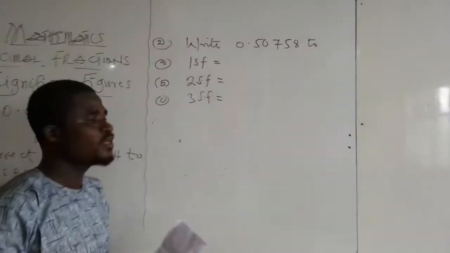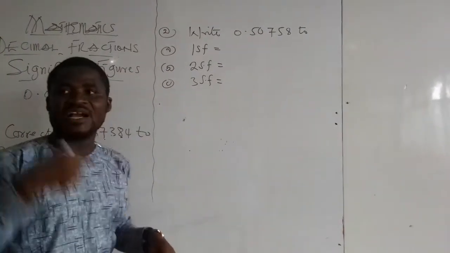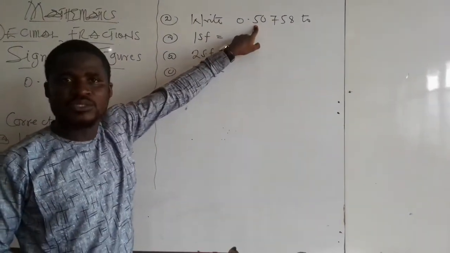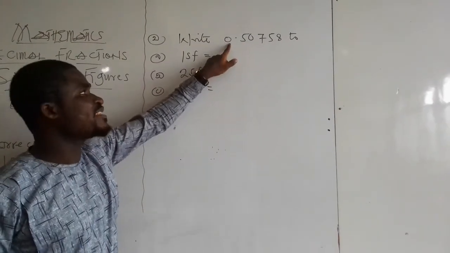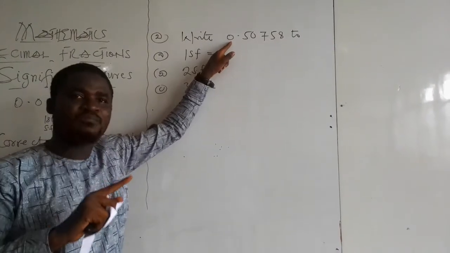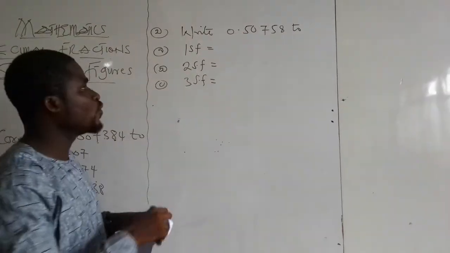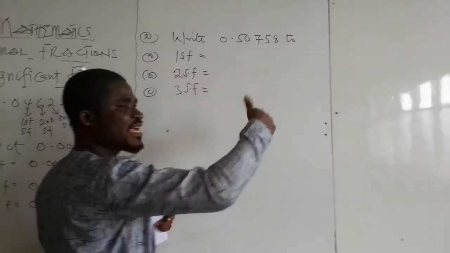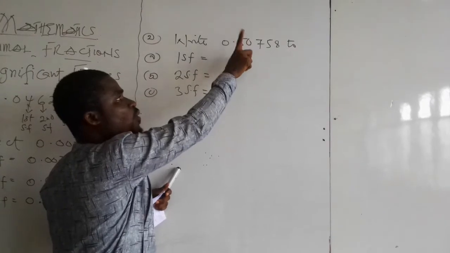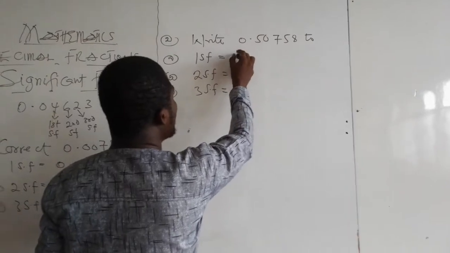Good. Now, 1 SF. Identify your first significant figure. Your first SF is a 5. So take note. I've told you we don't classify 0 as a significant figure when it comes before a real number. So our first SF is a 5. Good. Now look at the next number at your right hand side. After the 5 is 0. Because it is 0, I will not add anything to the 5. I will still maintain the 5. So my first SF will be 0.5.